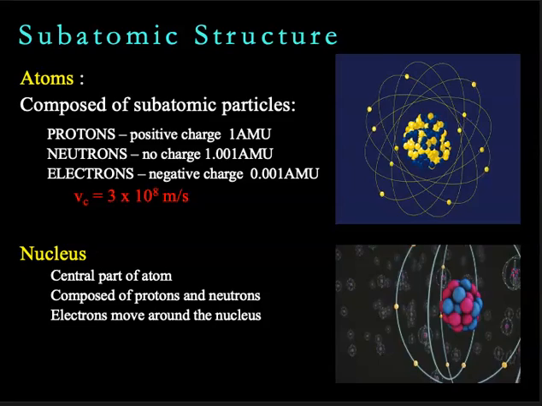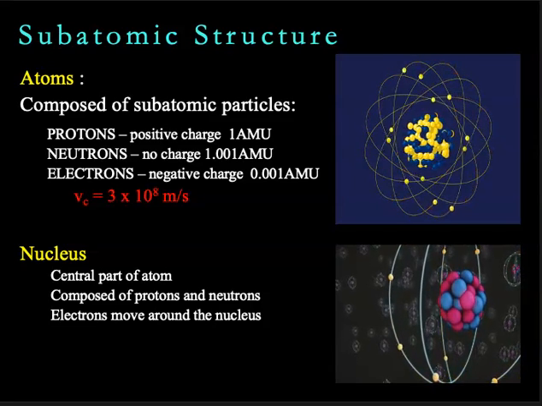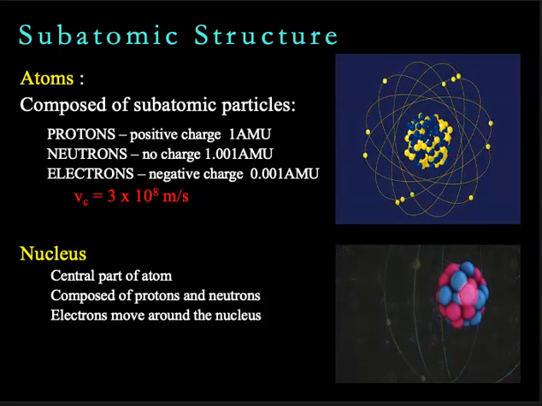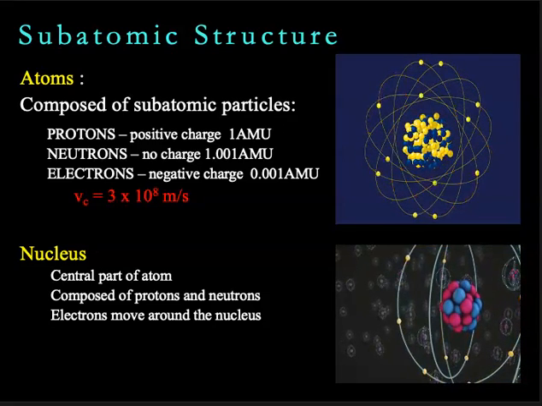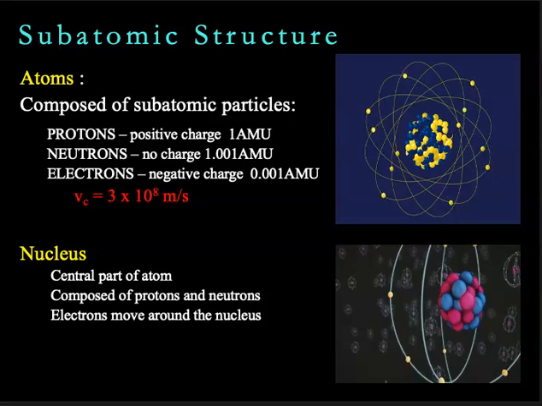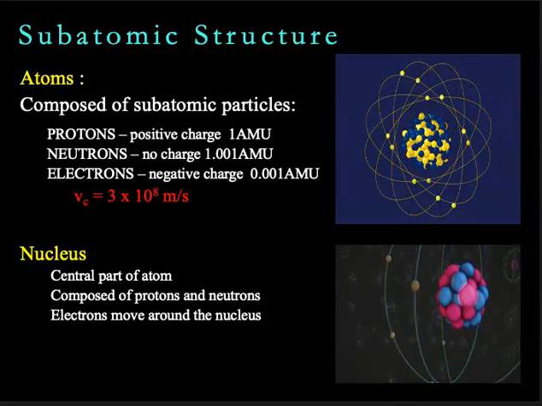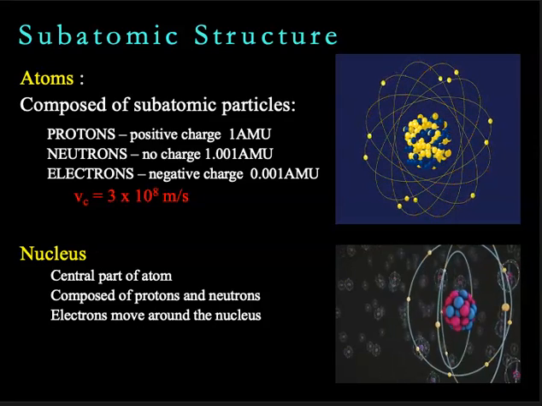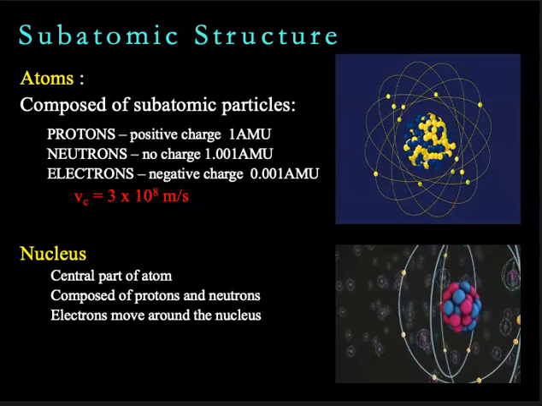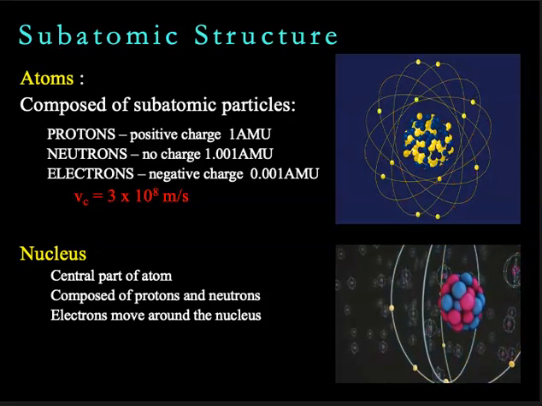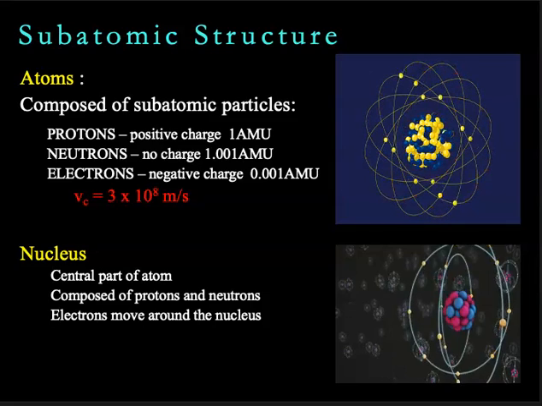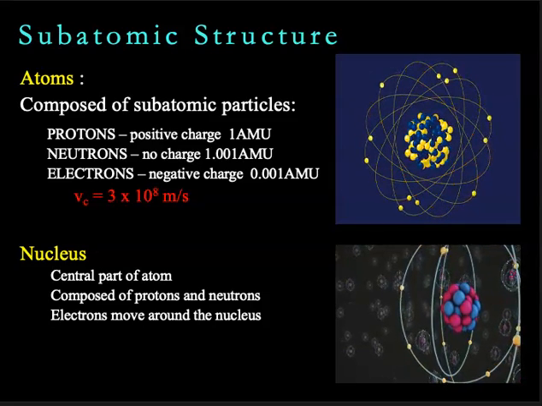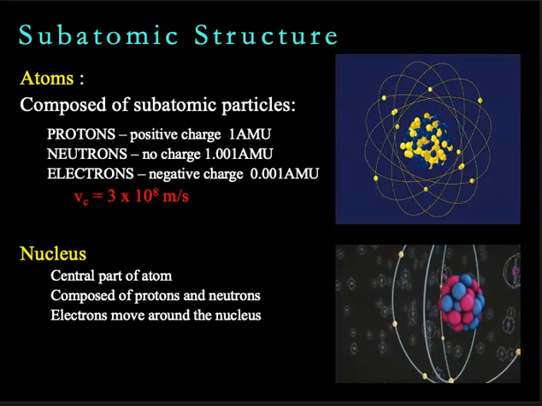We can talk about these particles in terms of their charge and their mass. In fact, we say that a proton has a mass of 1 AMU, that's 1 atomic mass unit. Neutrons have no charge, and they're slightly more massive. They're 1.001 AMU. And then the electrons are negatively charged, but they have a really tiny mass of 0.001 AMU.